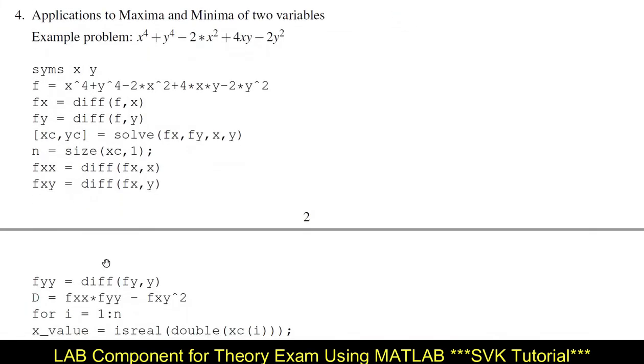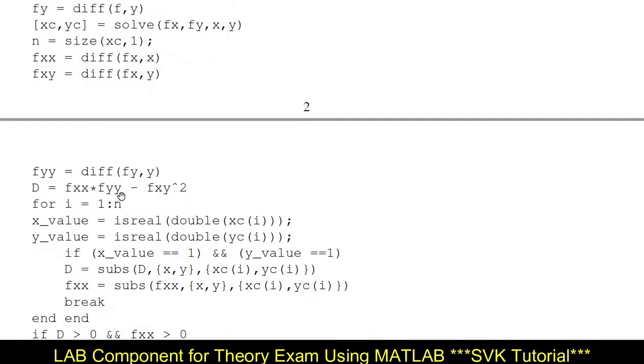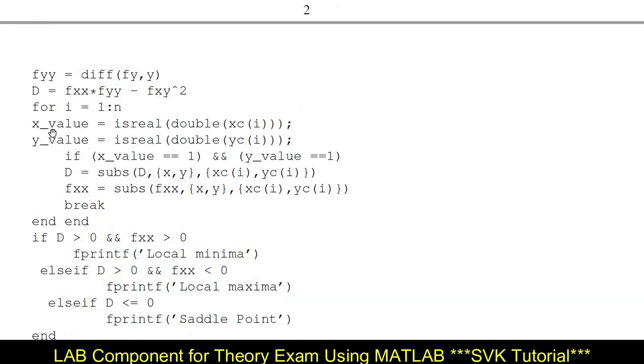So after finding all the higher order derivatives, go with the discriminant called d equal to fxx into fyy minus fxy square. For i equal to 1 to n, the x value will be a real value. We are going to collect only real values. That's why x value is equal to isreal double xc i. So similarly the y value we are going to find out. Find out the value of x value, y value.